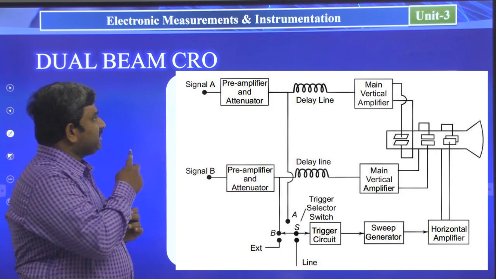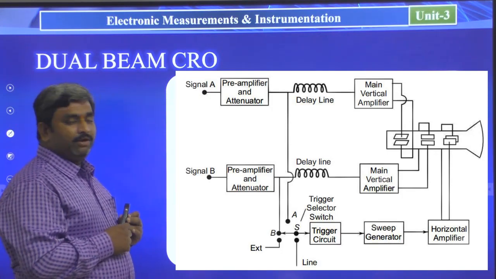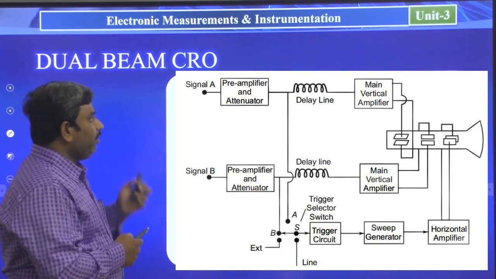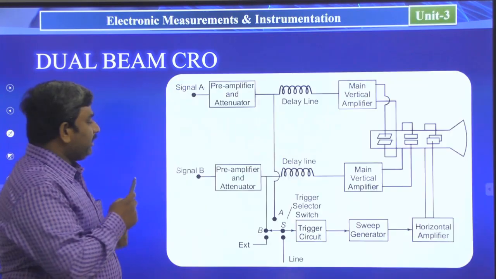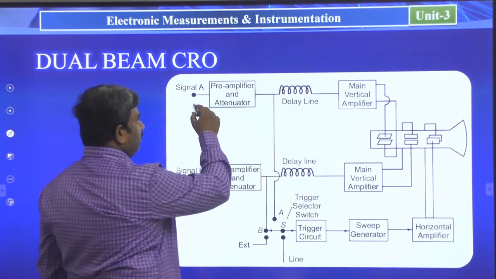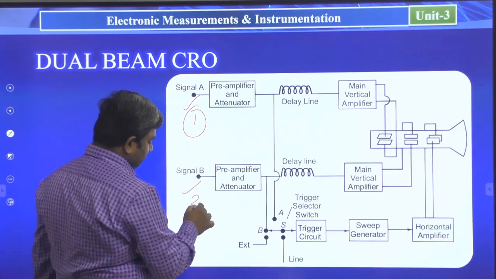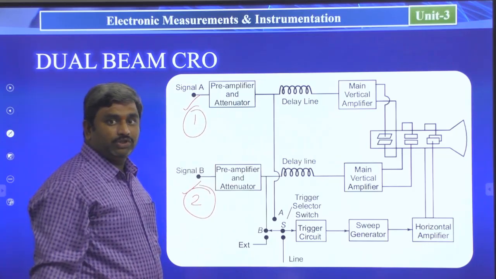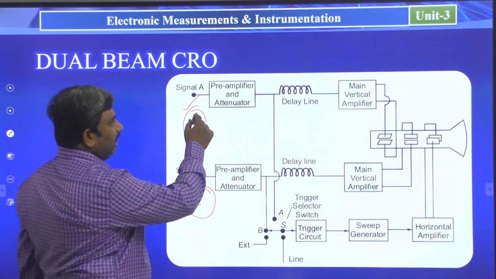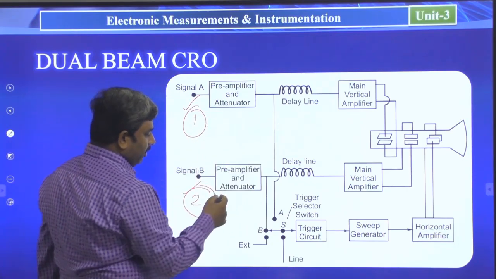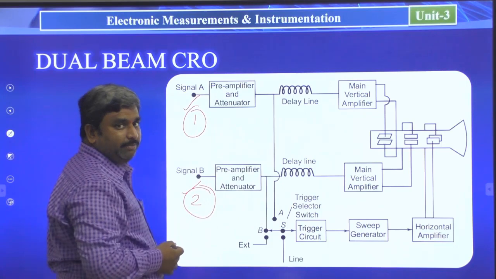That is first signal A and signal B. From signal A, we have a preamplifier and attenuator, and for signal B we have a preamplifier and attenuator. So this is channel 1 and this is channel 2. Channel 1 and channel 2 both are available. For channel 1, what components are available? For channel 2 also the same components.